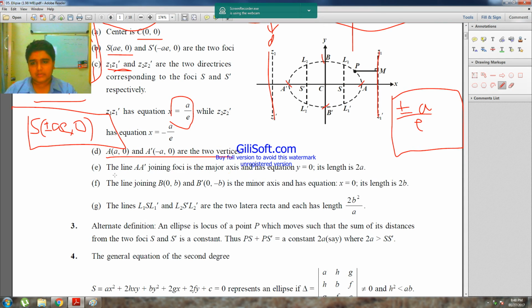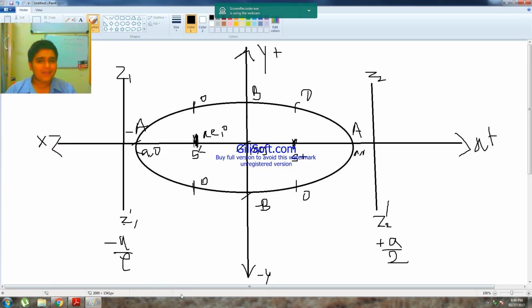Now what can we say is, the line AA dash joining vertices on the major axis has equation y equal to 0 and length 2a. So you got AA dash and B dash, these two things. And they have been given equations. Now the equation is quite self-explanatory, right? Because over here, this line over here, A dash as we call it, A dash and B dash.